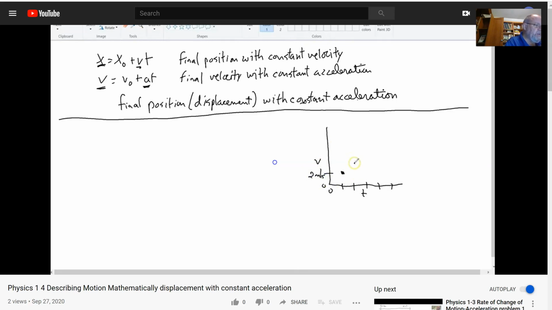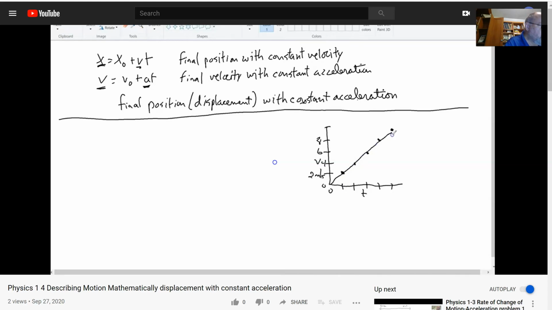After the second second, I'm now at 4 meters per second. After the third second, I'm now at 6 meters per second. After the fourth second, I'm now at 8 meters per second. And then finally, when I stop accelerating, I'm at 10 meters per second. I've got this graph that shows my velocities. Okay, 2 meters per second, 4, 6, 8, 10.